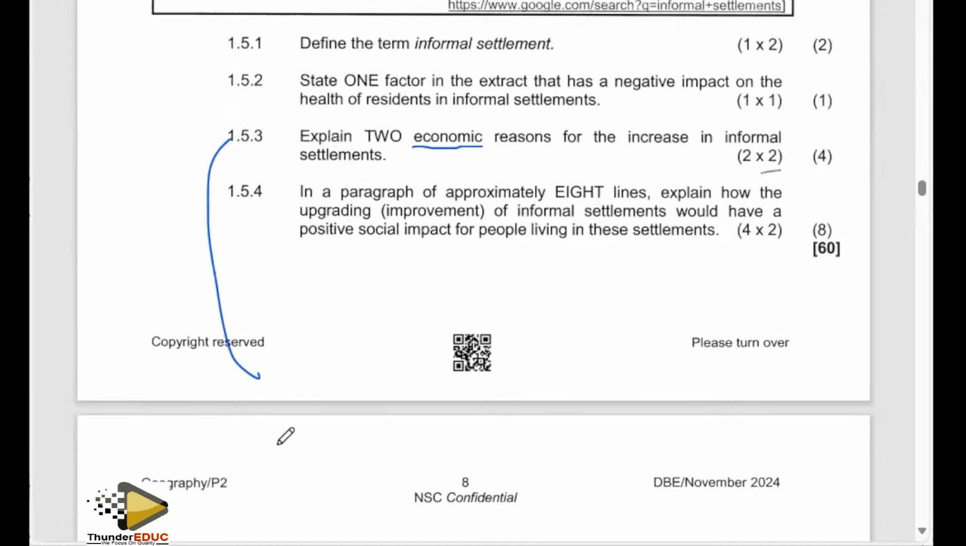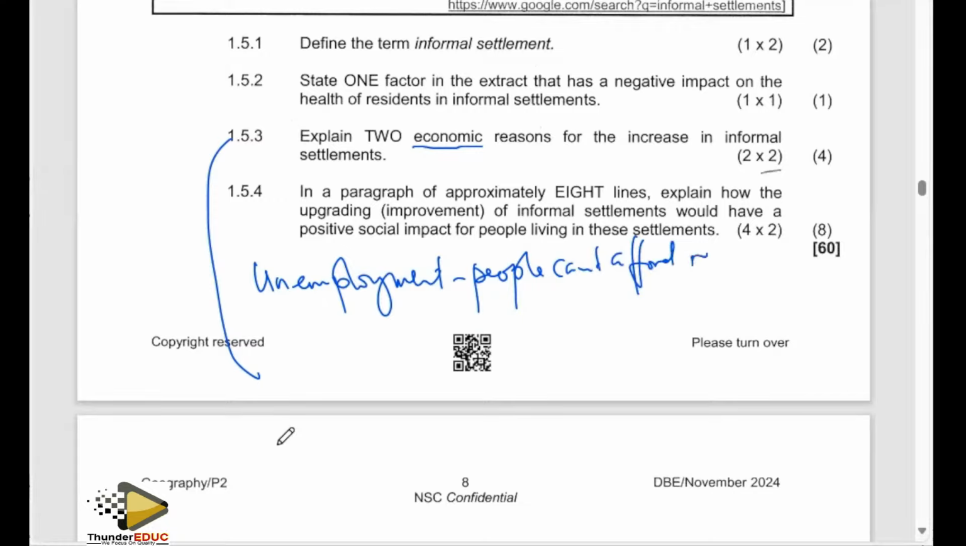So in this instance, you can highlight aspects like unemployment. There's high unemployment. It's an economic reason. How is unemployment contributing towards development of informal settlements? People cannot afford rentals in formal settlements. Because of unemployment, they don't have a source of income, therefore they can't afford paying the rentals in the formal settlements or building their own houses, which are formal.